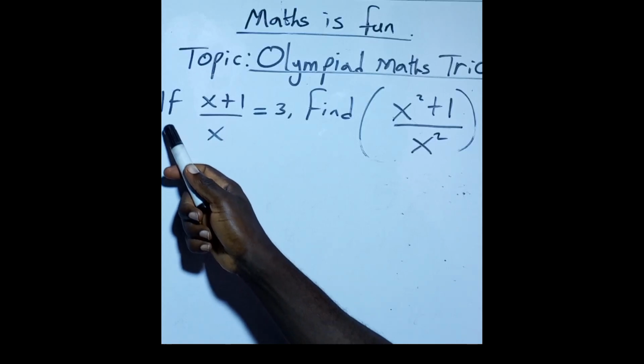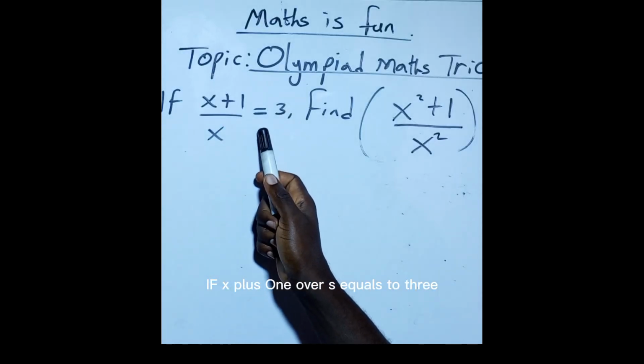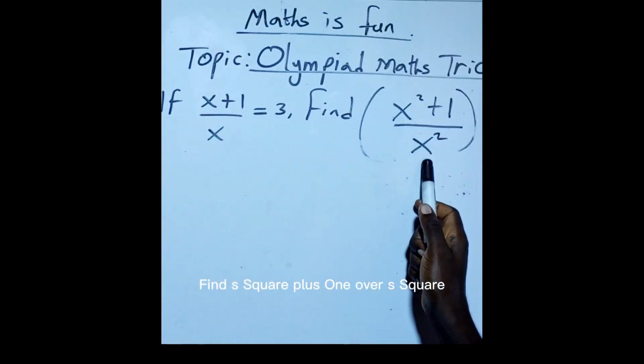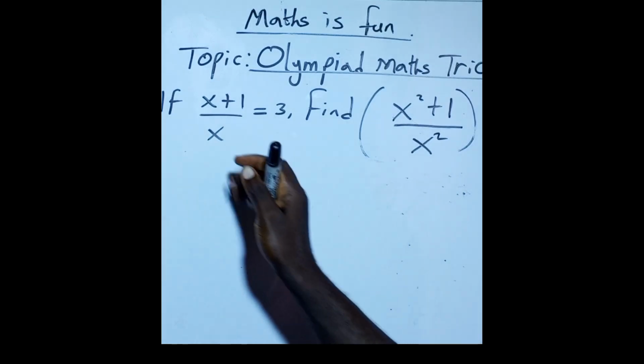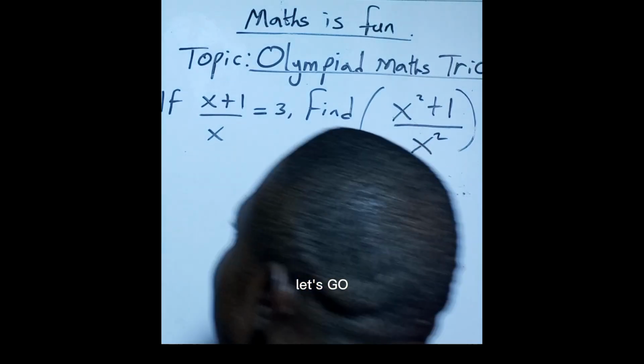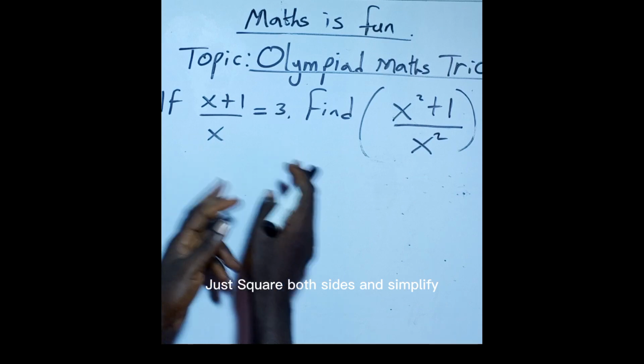Look up. If x plus 1 over x equals 3, find x squared plus 1 over x squared. How can you do that? The answer is very simple, in 2 seconds. Let's go. Just square both sides and simplify.